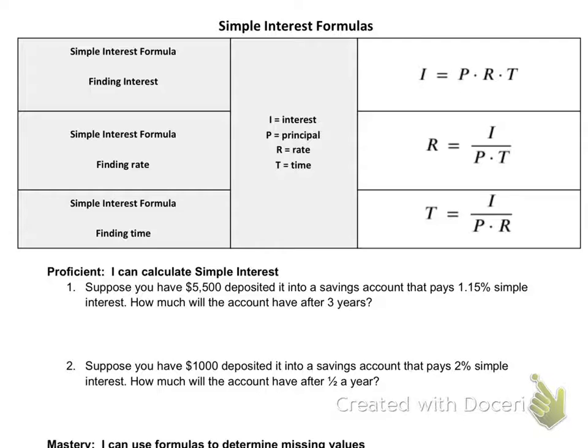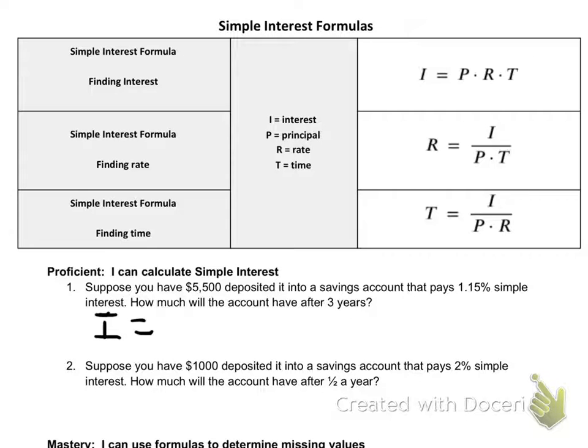So let's begin. Suppose you've got $5,500 deposited in a savings account that pays 1.15% simple interest. How much will you have in the account after 3 years? So the first thing I'm looking for is, how much will I have in the account after 3 years? I'm going to have to use this first equation because I'm calculating simple interest. I'm not told how much interest I've gained, so I will just write that out as I. The next thing, I will figure out what is my P.